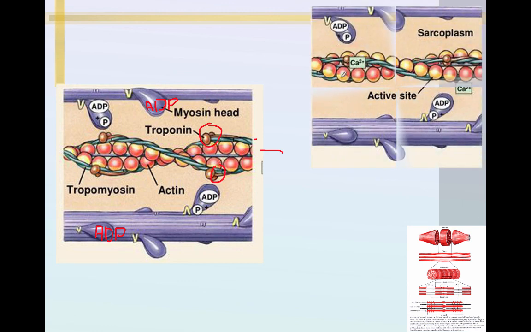Now here we see that the active sites have been uncovered. The troponin and the tropomyosin have been moved out of the way. And you should remember from anatomy and physiology, that is what's called calcium disinhibition. Calcium comes in and it binds to the TNC. The troponin changes shape, and since it's attached to the tropomyosin, it pulls the tropomyosin out of the way. And so now the active site has been uncovered.